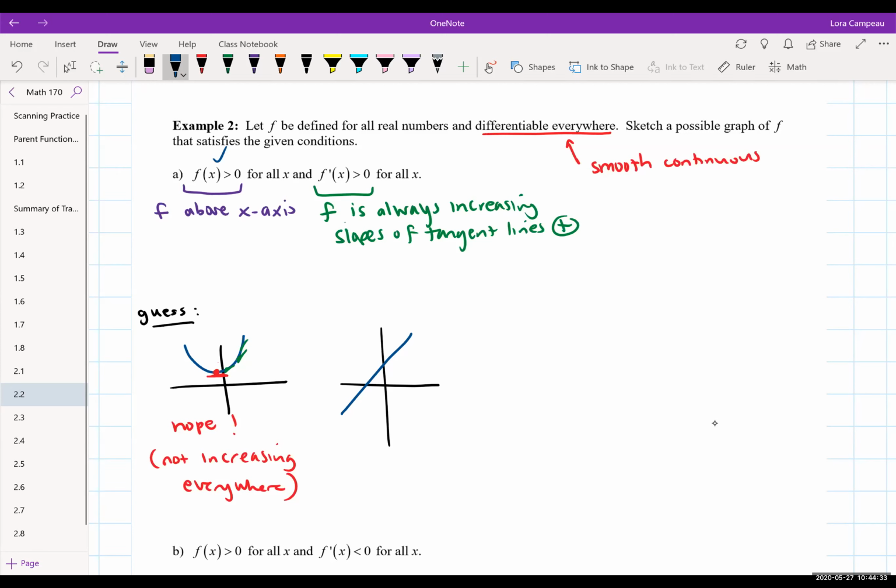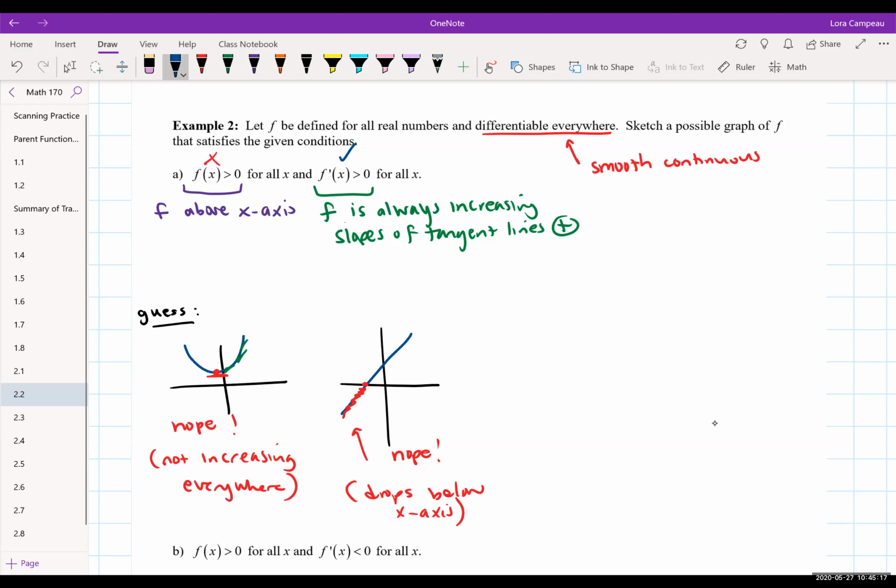And this time around, it satisfies the second criteria. The function's always increasing. The slope of all the tangent lines would be positive. But it gives us issues with the fact that we are not always above the x-axis. In fact, if you look at all the y values down here, that's the issue. So again, this is another nope. The reason why is it drops below the x-axis. Now, let's keep trying.